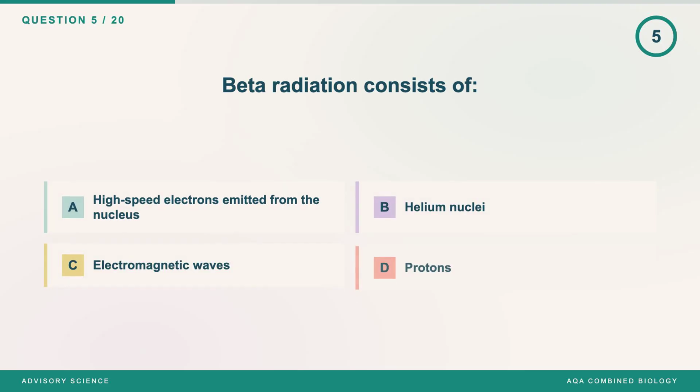Question 5. Beta radiation consists of. Option A, high-speed electrons emitted from the nucleus. Option B, helium nuclei. Option C, electromagnetic waves. Option D, protons. What is your answer?